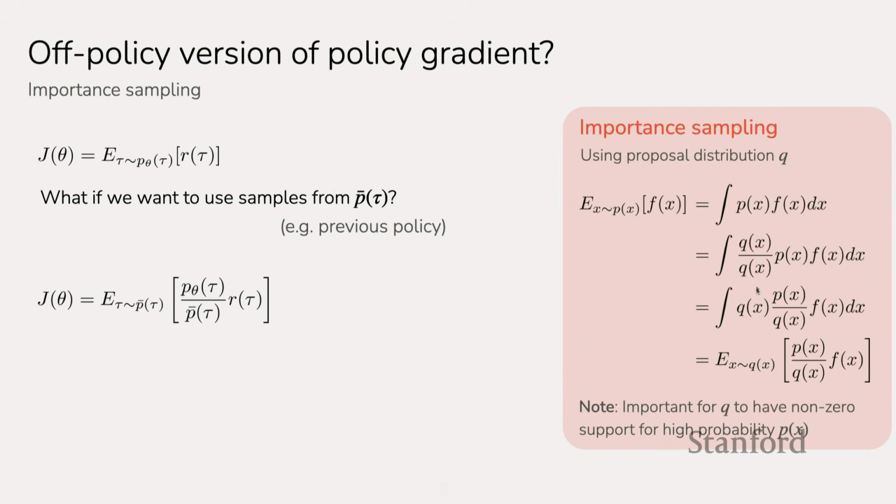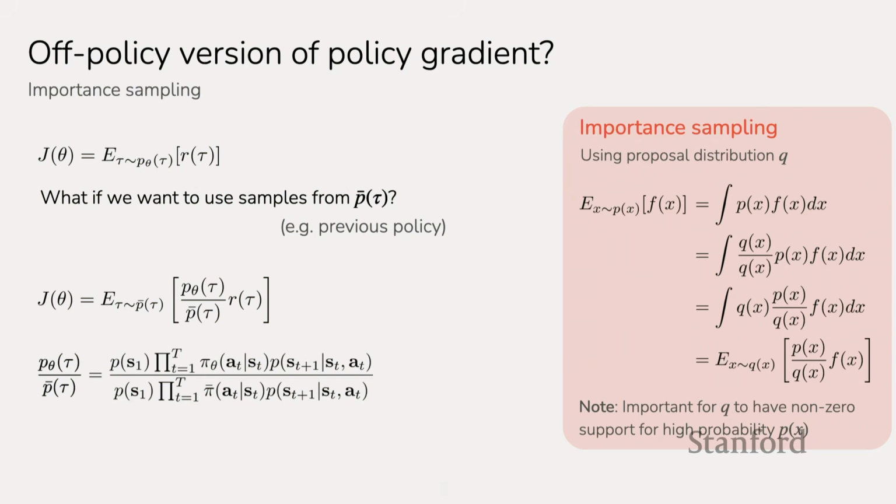This is actually very important for it to work. If Q of X is 0, this is poorly defined. But that's really the only catch here. And in general, this importance sampling technique is going to work best when P and Q, or your old policy and your new policy, are very similar to each other.